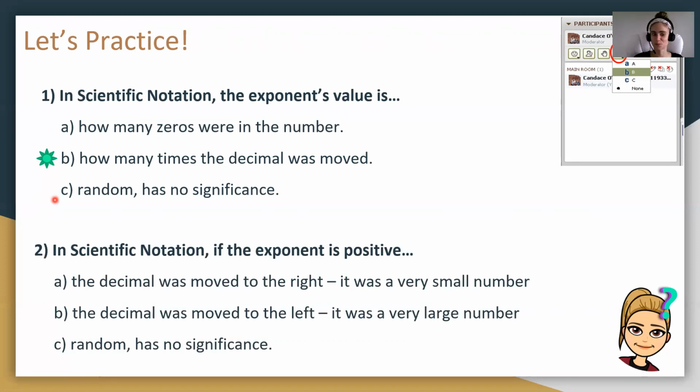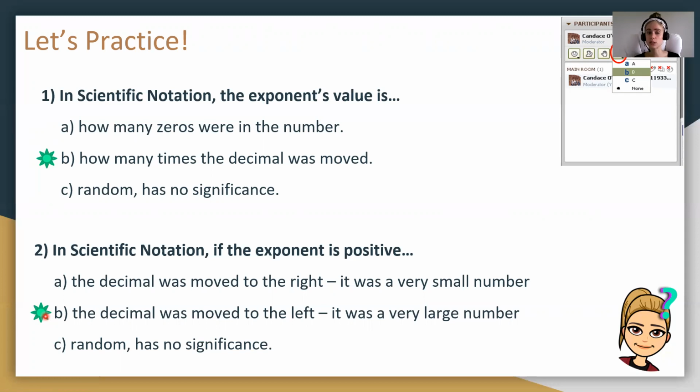All right, question number 2. In scientific notation, if the exponent is positive, does that mean A, you moved the decimal to the right, so it was a very, very small number? B, you moved the decimal to the left, and so it started off as a really large number? Or C, again, random, no significance. All right, hopefully you guys said B. So when you notice the exponent is positive, that means it started off as a really, really large number.